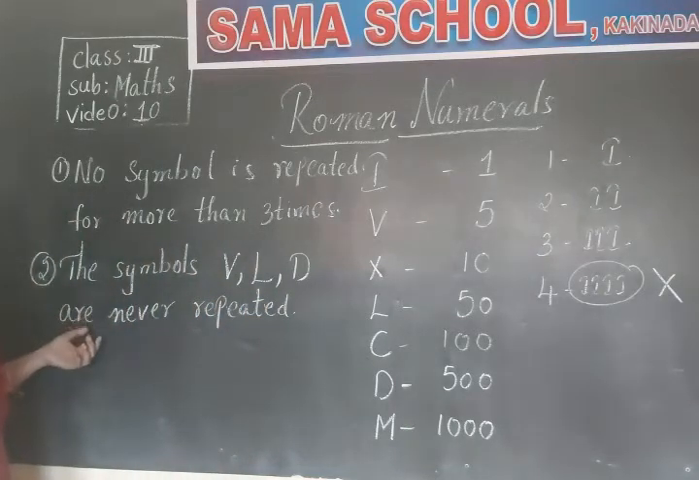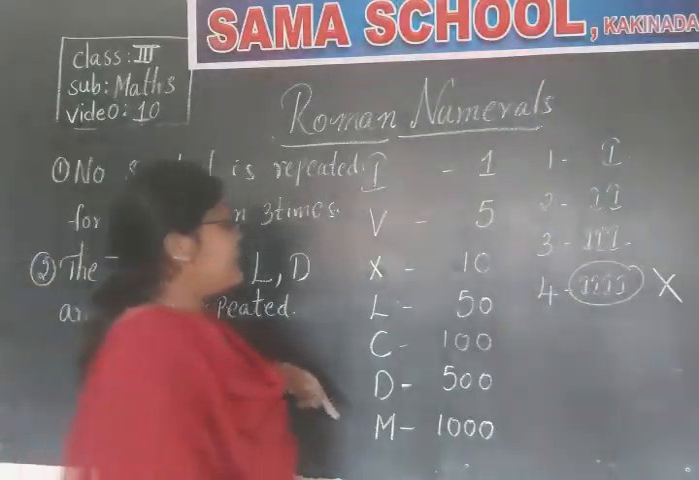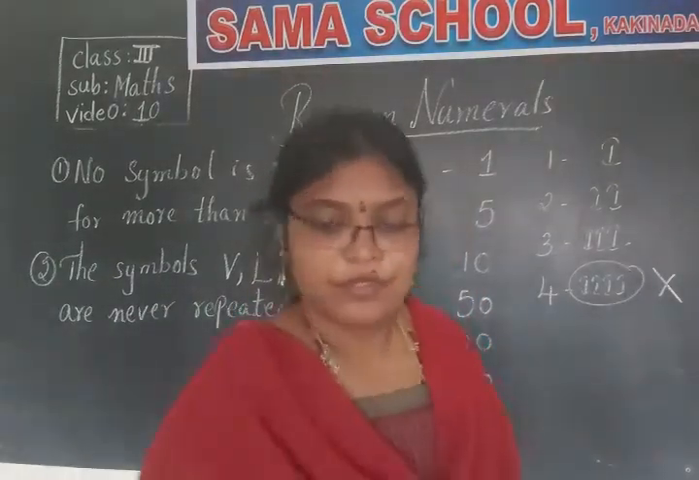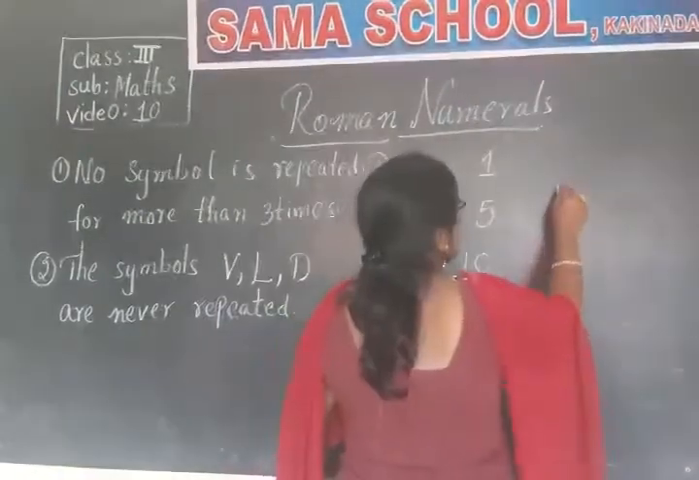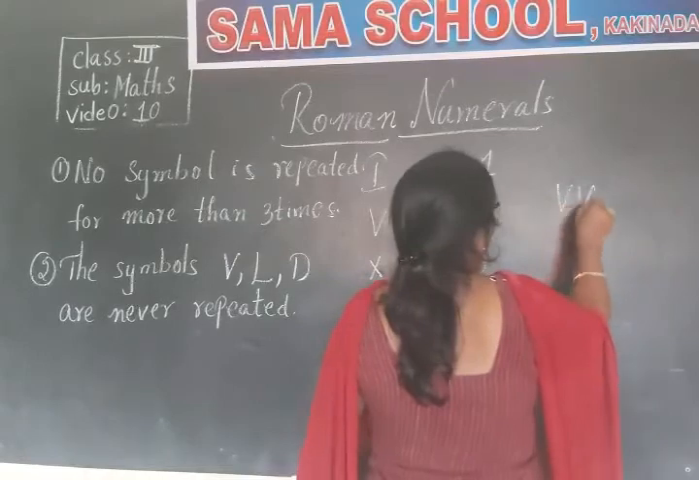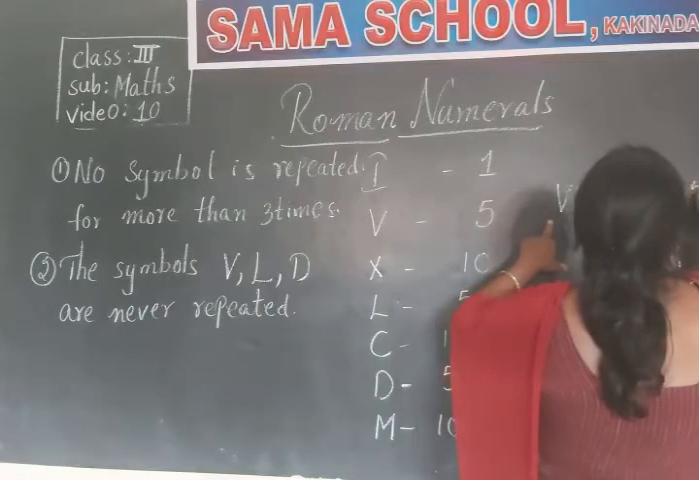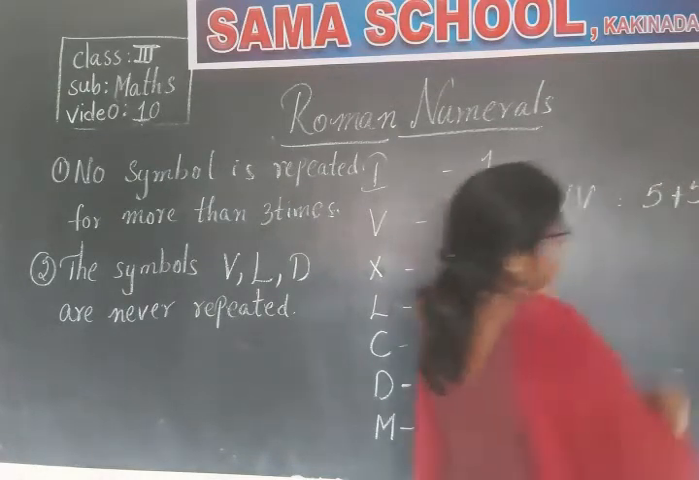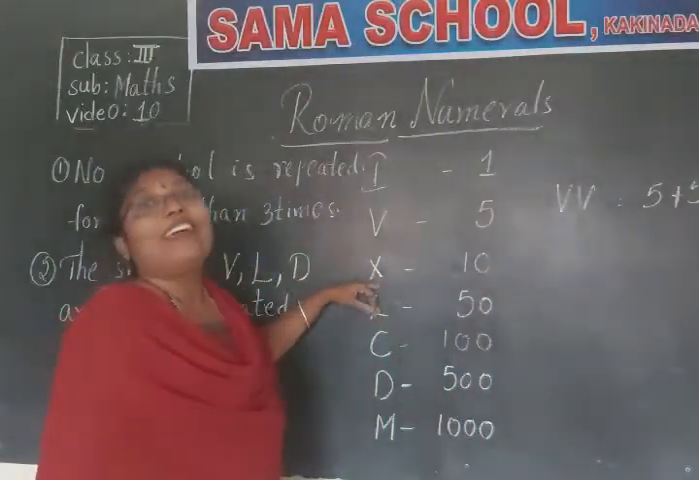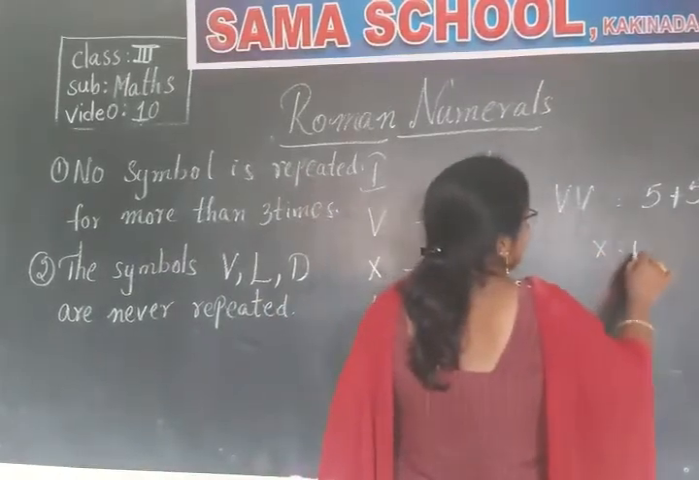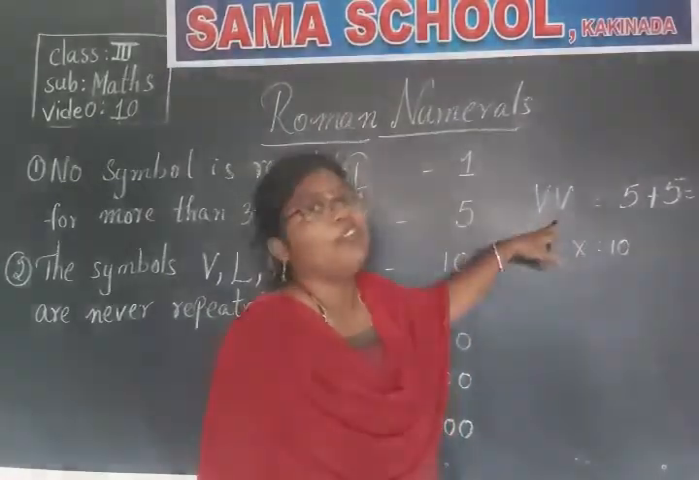The symbols V, L and D are never repeated. Let's take an example. See children, here V. You will write V. What does V mean? 5. That means 5 plus 5 is 10. But we have a special symbol for 10. What is the special symbol? X. So X means 10. As we already have a symbol for 10, we should not write VV.